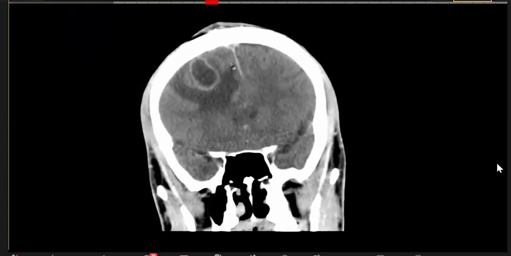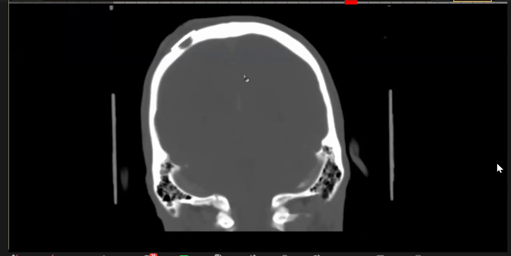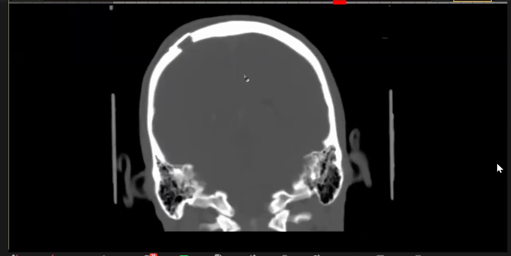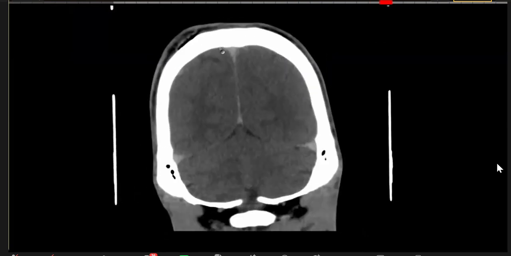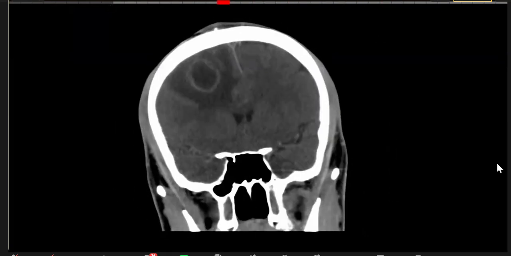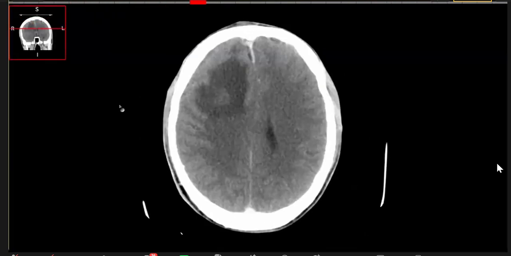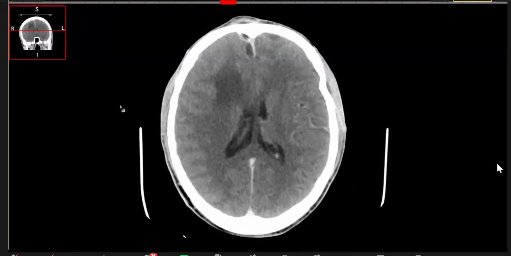Sorry, you see the burr hole. This is post burr hole, by the way. You can see this burr hole, and you can see how the abscess has now increased. So initially the patient went from bad to worse, and then of course recovered.